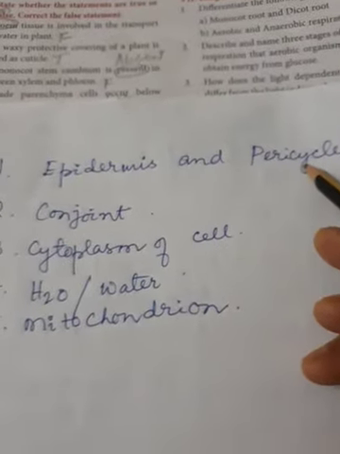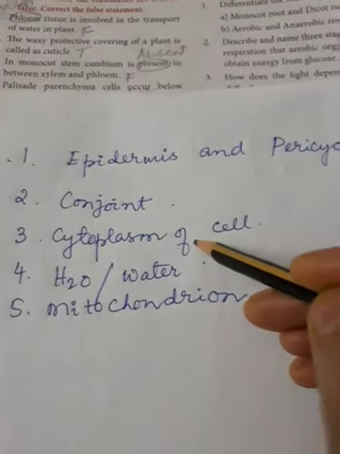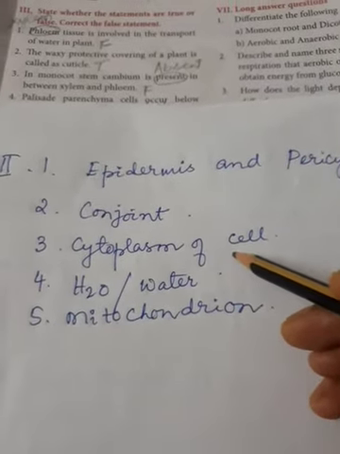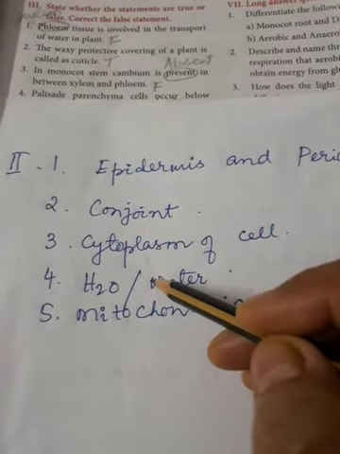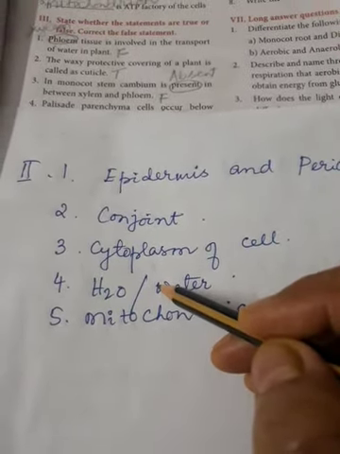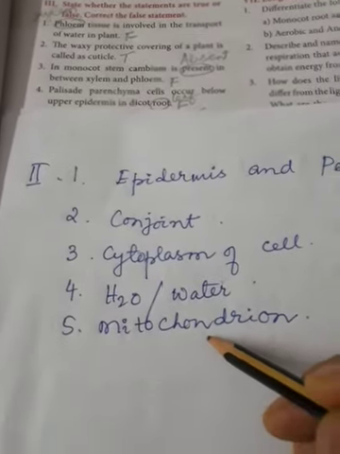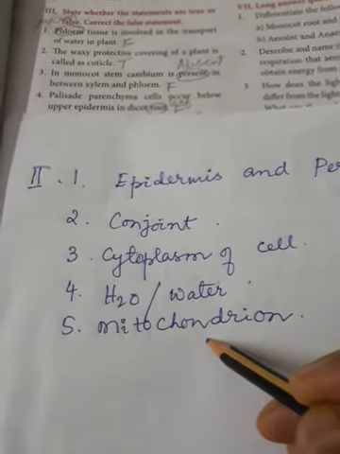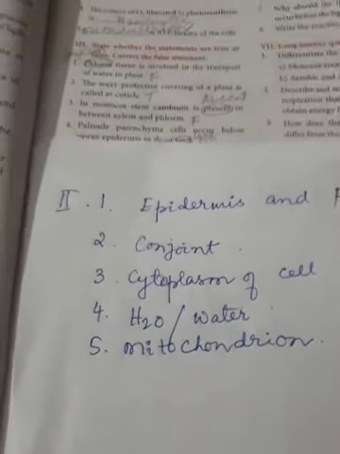First answer is cortex lies between epidermis and pericycle. Second answer is conjoint. Third one, glycolysis takes place in cytoplasm of cell. Fourth answer, the source of oxygen liberated in photosynthesis is H2O, you can write H2O or you can write water. Fifth one is mitochondrion, singular form you have to write, is the ATP factory of the cell.